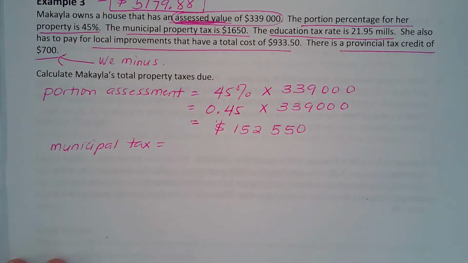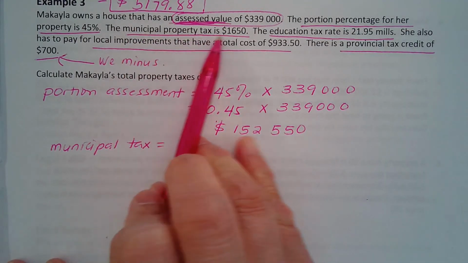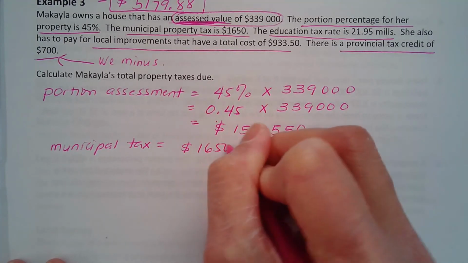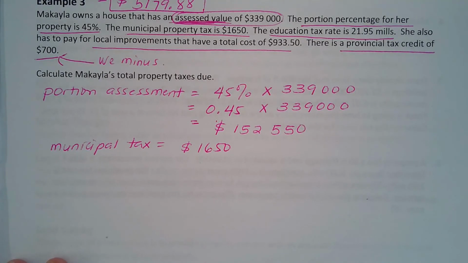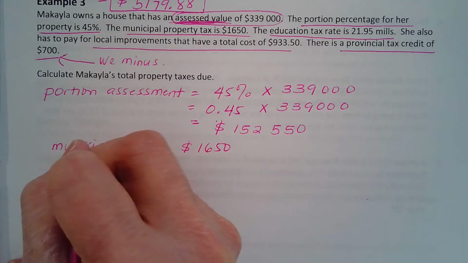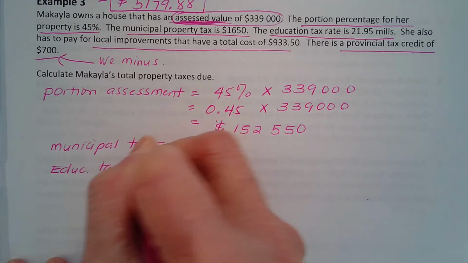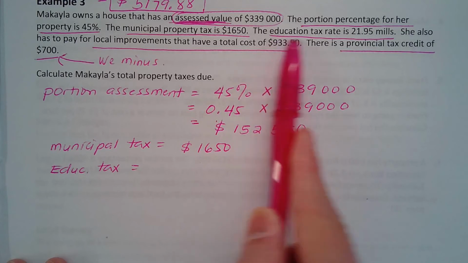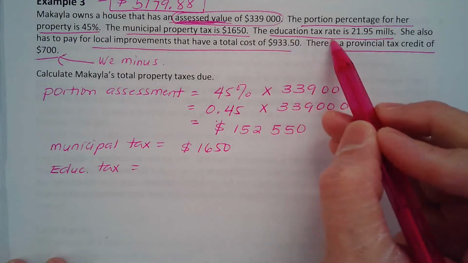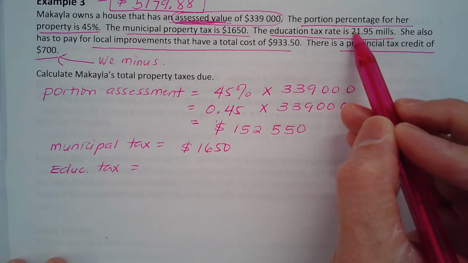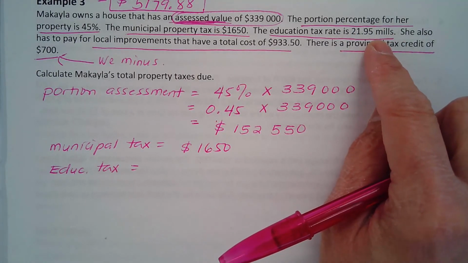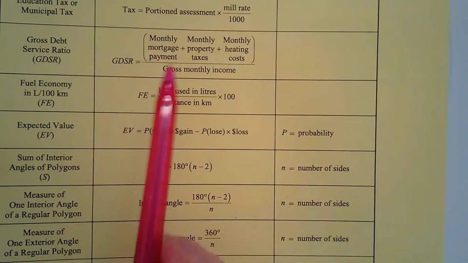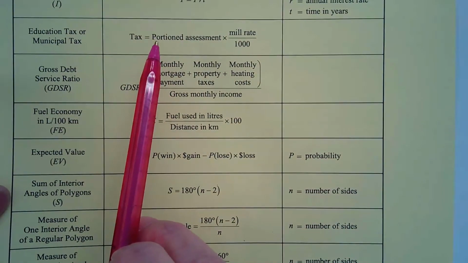Do we have to calculate the municipal tax? No. We just have to write down $16.50 because it's already been done. It's already given. What about education tax? Education tax is 21.95 mil. So they didn't tell us the amount, they told us the mill rate. So how do we do that again? 21.95 divided by 1,000.